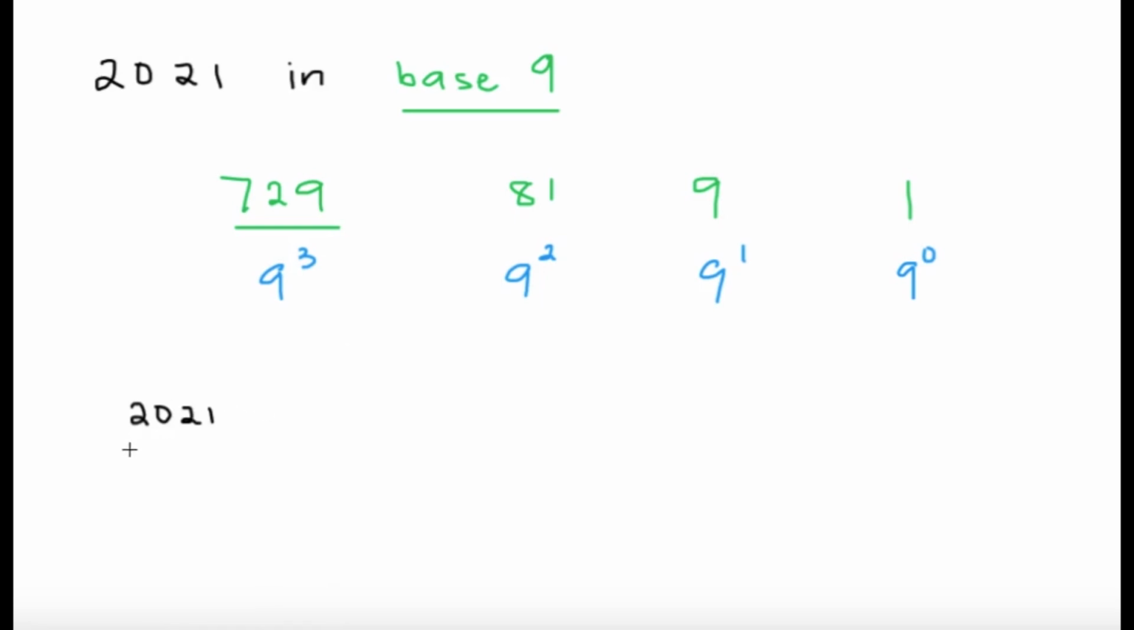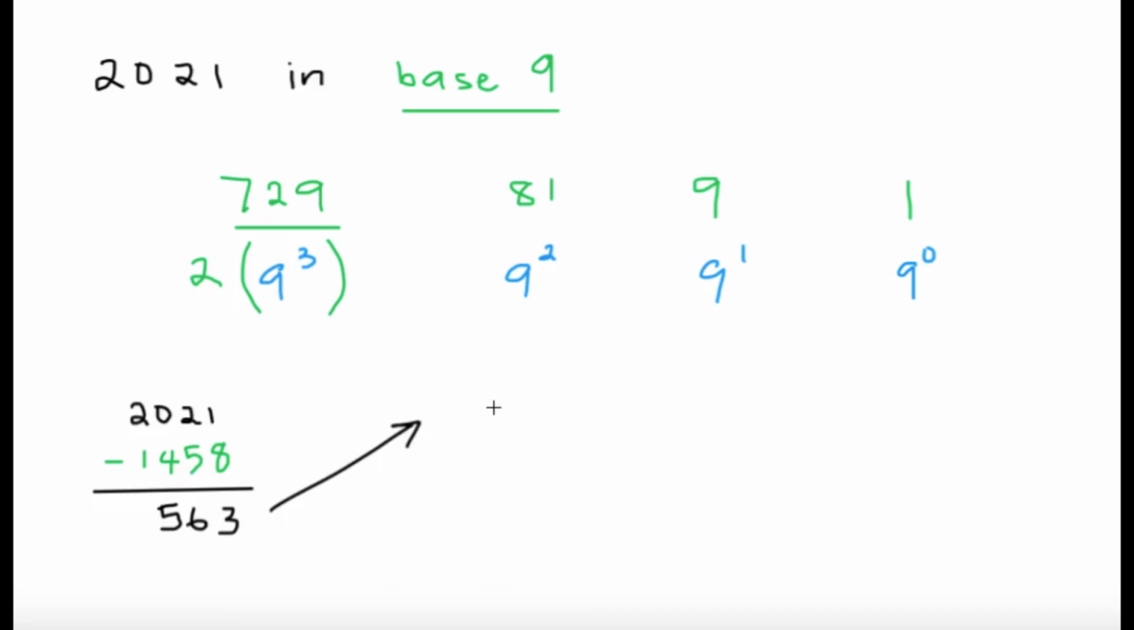The answer here is that we can subtract 729 twice. So we subtract 729 times 2, which is equal to 1458. Since we can subtract twice, there is a 2 times 9 cubed present in the base 9 representation. Afterward, we do the subtraction and move on to the next power. So we have 563, the next number that we're going to use.